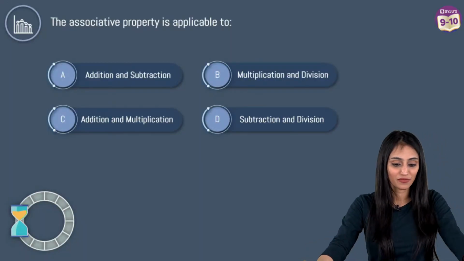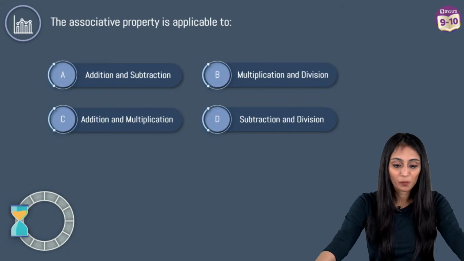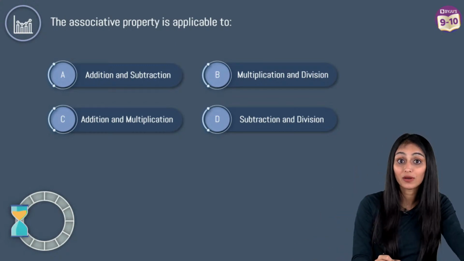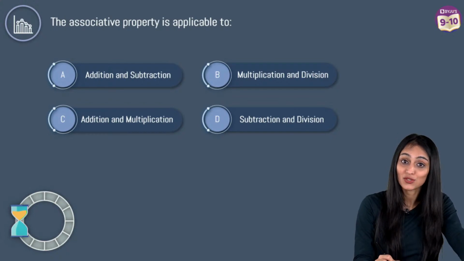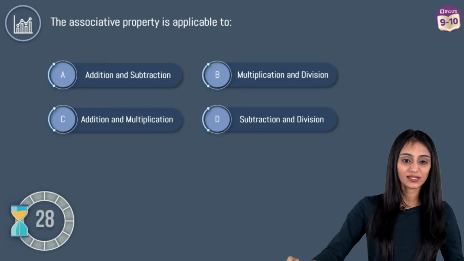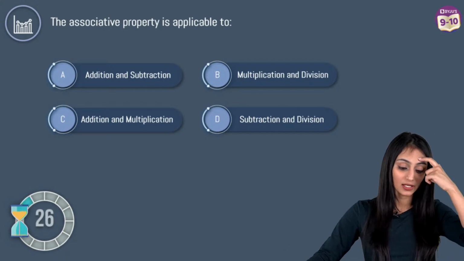So this is the very first question. Now the associative property is applicable to which of the four options you can see on your screen, and you will be given 30 seconds to solve this question. So I'm starting the timer now. Quickly solve this question and give your answers in the chat section.